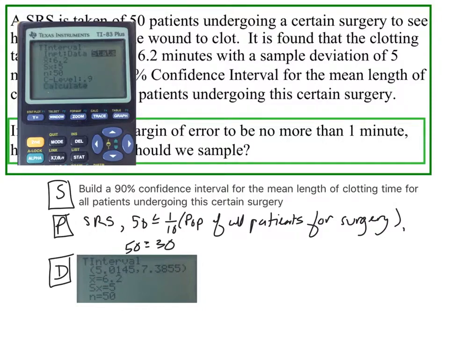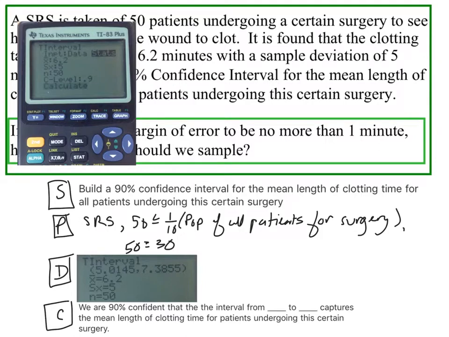So finally, we conclude. Okay, so we are 90% confident that the interval from, I guess I could real quick just fill this out, 5.02 to 7.39 captures the mean length of clotting time for all patients undergoing this certain surgery.